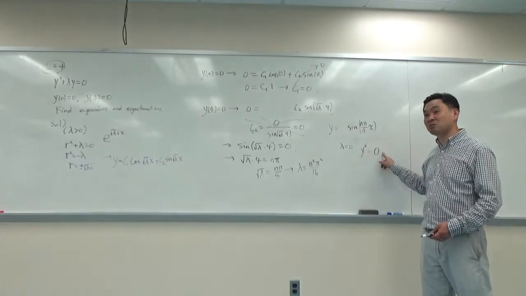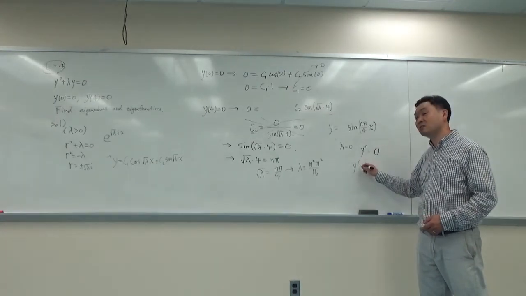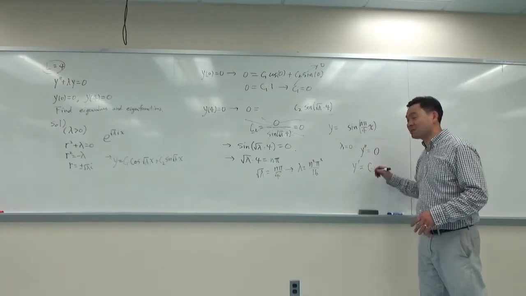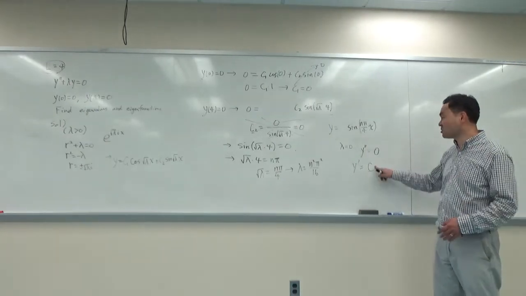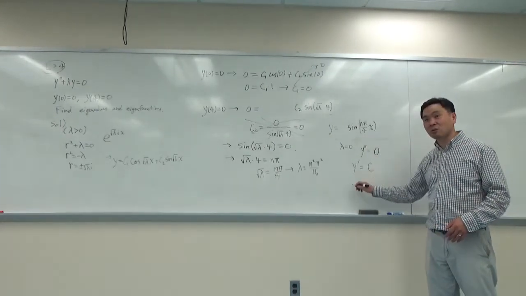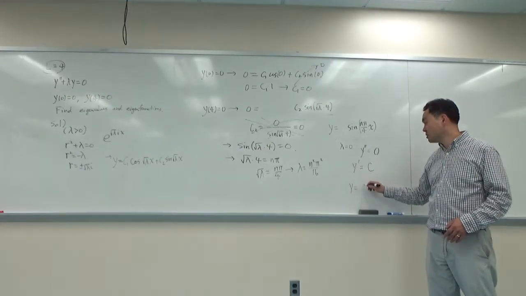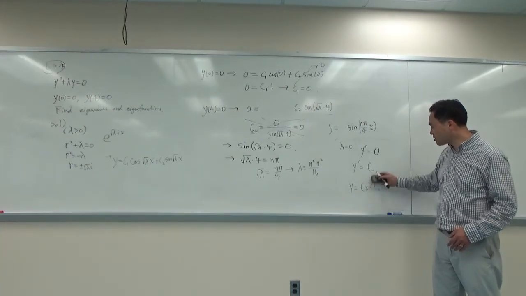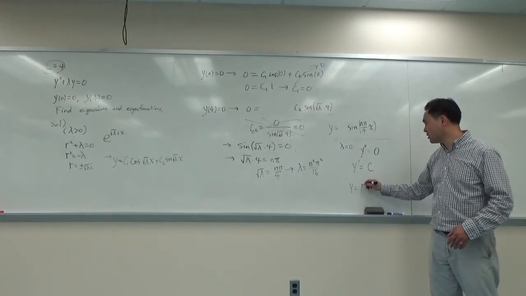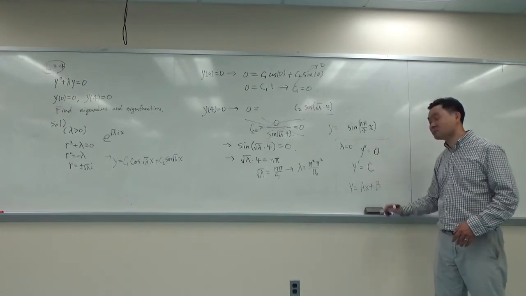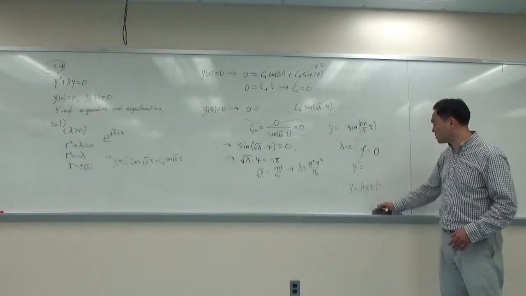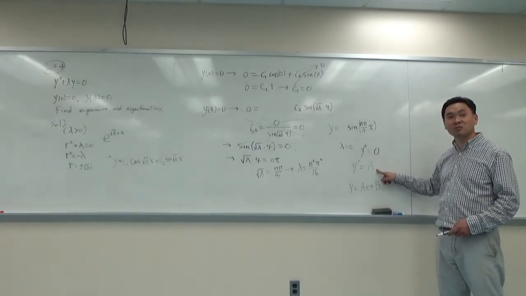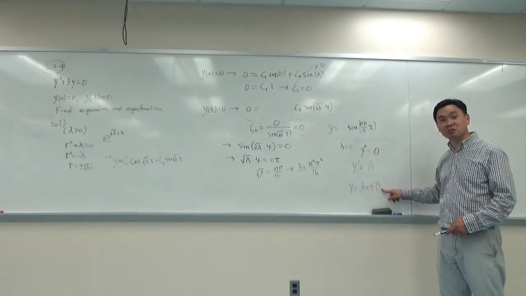You can just straight up solve this. This is easy enough. How do you solve this? If y double prime is 0, then y prime must be a constant, any constant. And in that case, y must be ax plus b. If you integrate 0, you get some constant. If you integrate this again, you get ax plus another constant.